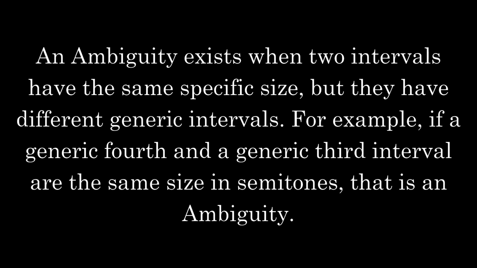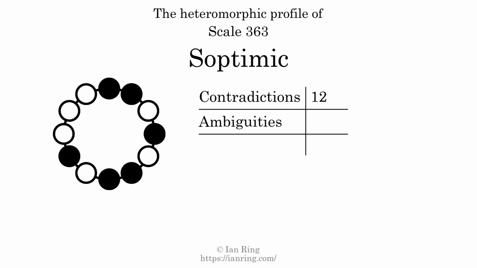An ambiguity exists when 2 intervals have the same specific size, but they have different generic intervals. For example, if a generic fourth and a generic third interval are the same size in semitones, that is an ambiguity. The number of ambiguities in this scale is 9.